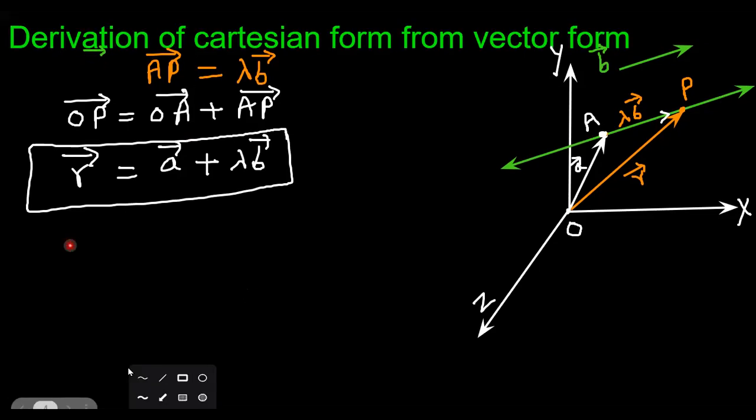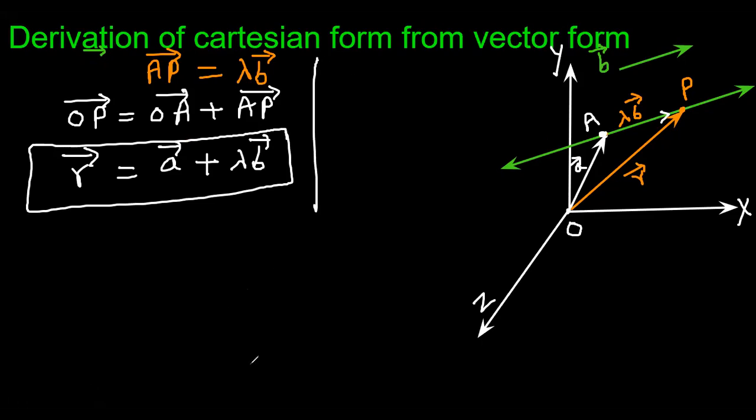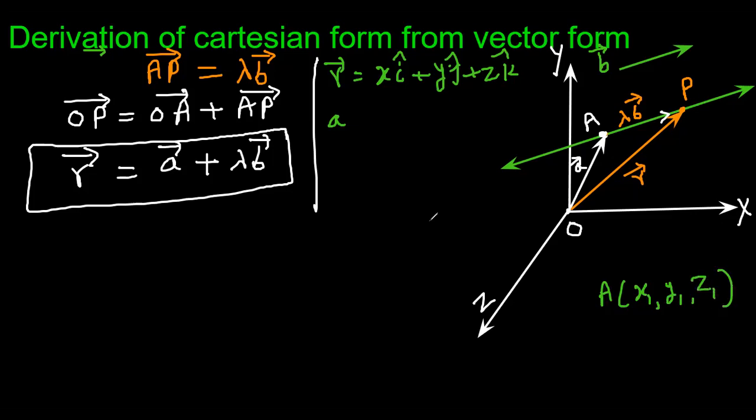Vector r is a general vector. So vector r can be written as x i cap plus y j cap plus z k cap. Vector A, that point would be given as x1, y1, z1, something like that, okay? Your point A would be x1, comma, y1, comma, z1.